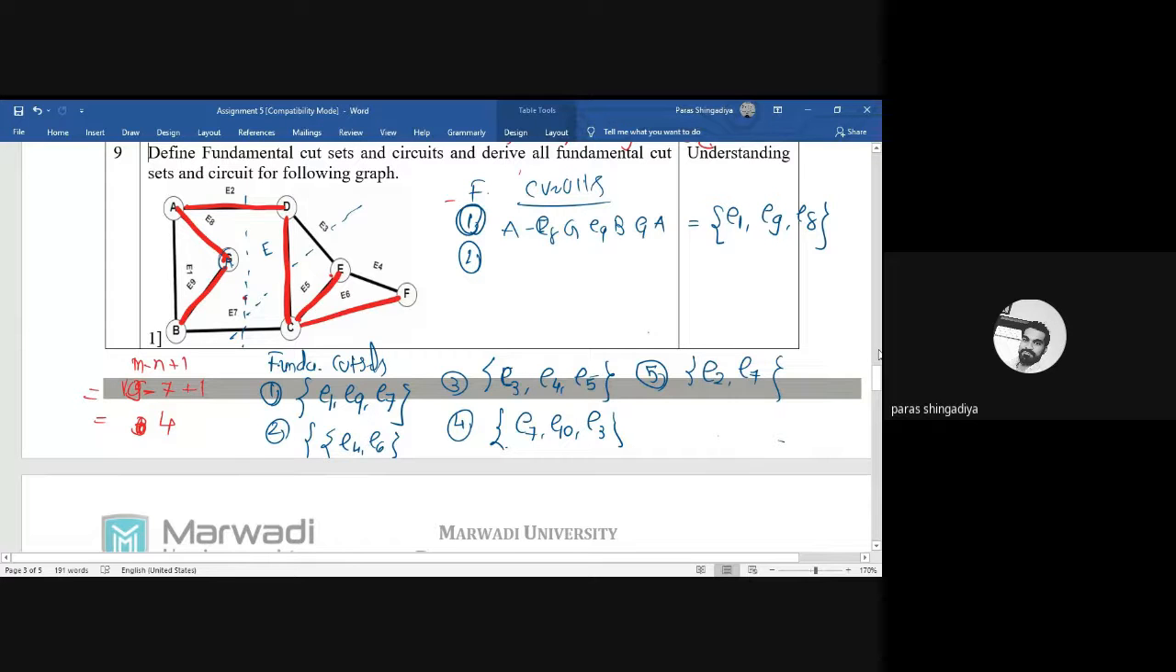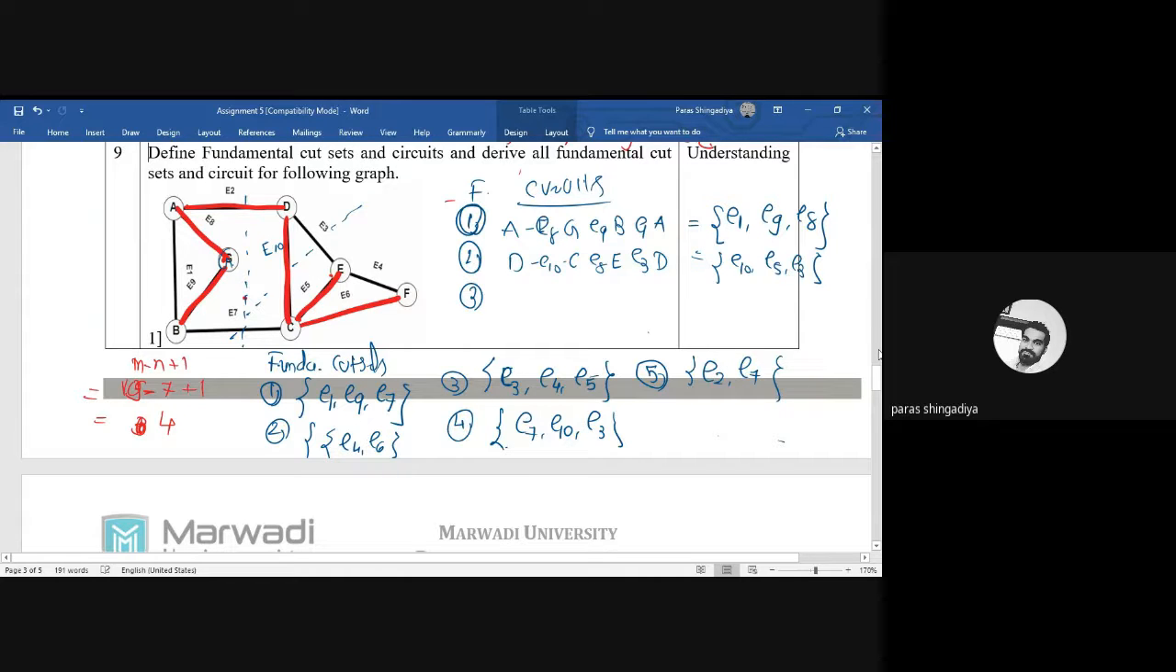D, C, E. Consider D to C, that is E10. And after C, E5, and then after E, E3, D. So which edges will you include? E10, E5, E3. So E3 is the chord only, and E10 and E5 are the branches. So that is a fundamental circuit.